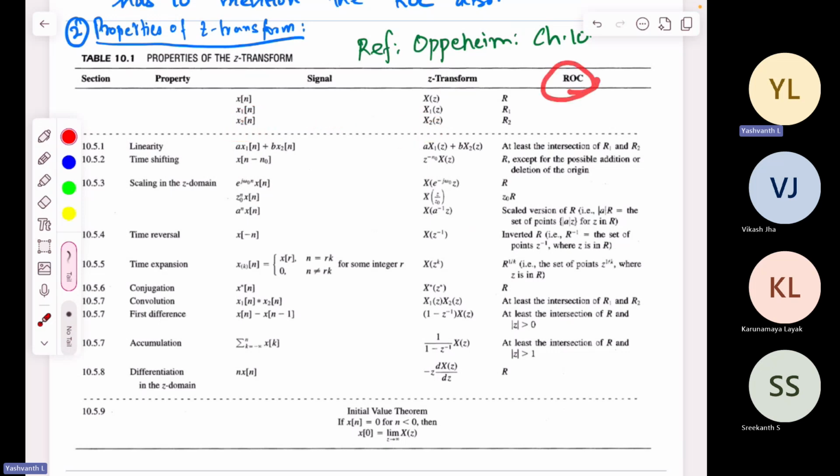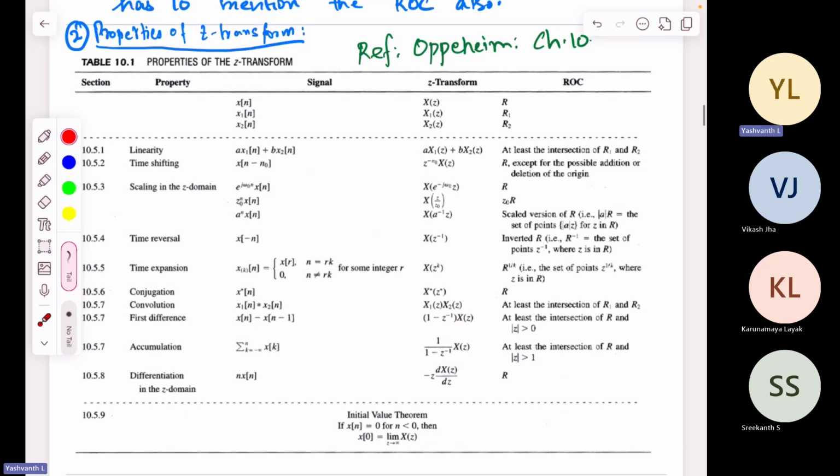And let the corresponding ROCs, regions of convergence, be R, R1, R2. Now the first property goes by the name linearity. What it says is that if x1 of n has the z transform x1 of z, and x2 of n has the z transform x2 of z, then a x1 of n plus b x2 of n will have the z transform a x1 of z plus b x2 of z. And what about the ROC? The ROC will be at least the intersection of R1 and R2, which are the ROCs of the individual signals x1 and x2.